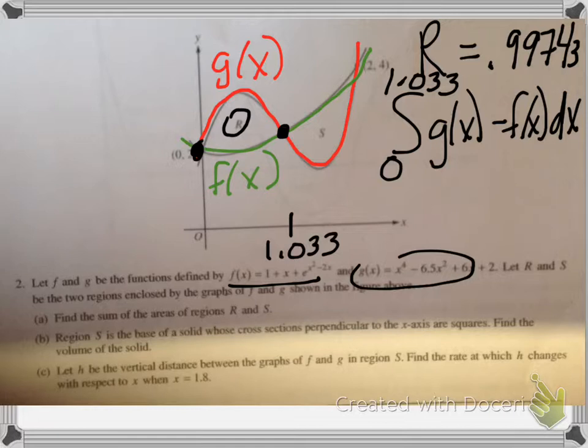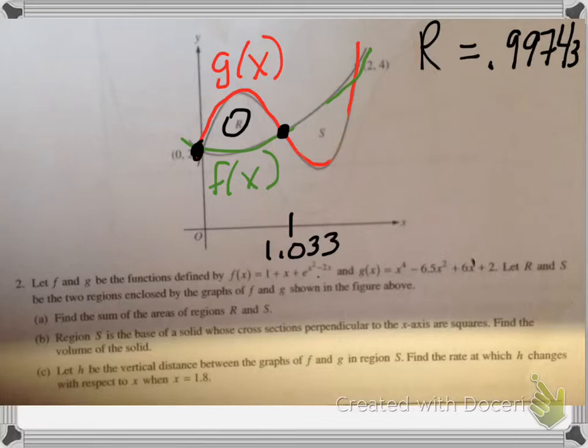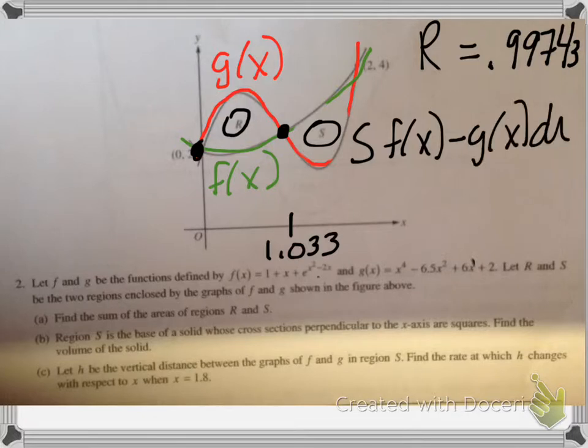Now we have to do the same thing for the area of S. So why did we have to split this up? Because the top function is not the same for both regions. Okay, so now we're going to do S. Same thing, we're going to have an integral, and it's going to be the top. This time the top is going to be the green one, which is f of x, minus the bottom, which is the red, g of x, dx.